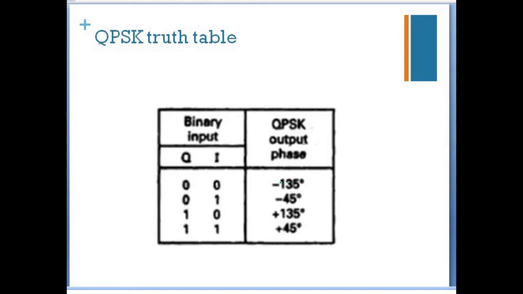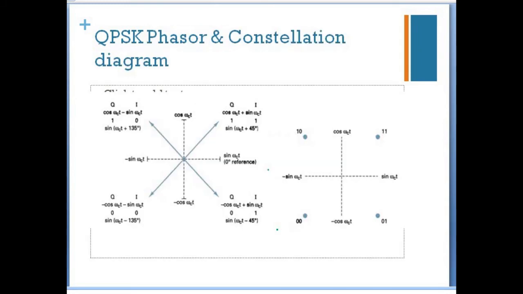There is a truth table of QPSK. When I equal to 0, Q equal to 0, we have minus 135 degree phase change. I equal to 1, Q equal to 0, minus 45 degrees. I equal to 0, Q equal to 1, plus 135 degrees. I equal to 1, Q equal to 1, plus 45 degree phase change. There is a phasor diagram. It shows a phasor representation of these 4 possible changes 00, 01, 10, 11. And there is a constellation diagram. It shows the relative peak position of each phasor.